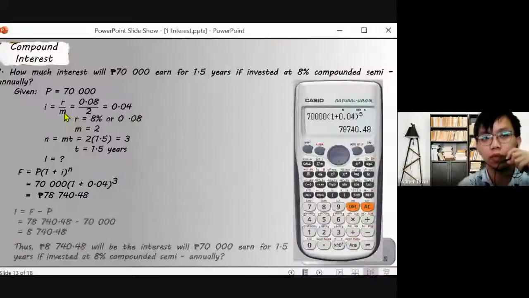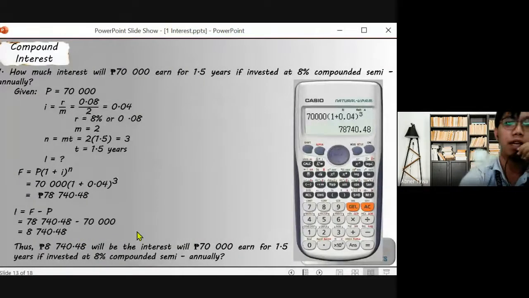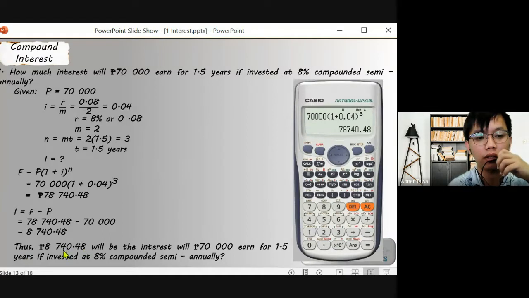Now we can solve already for the unknown, which is interest. Okay, and we know the formula for interest is the difference of future value and present value. That is I equals F minus P, or 78,740.48 minus 70,000, which is equal to 8,740.48. And to finally answer our problem, we are going to write our conclusion, which should answer our question. Thus, 8,740.48 will be the interest earned in this problem.